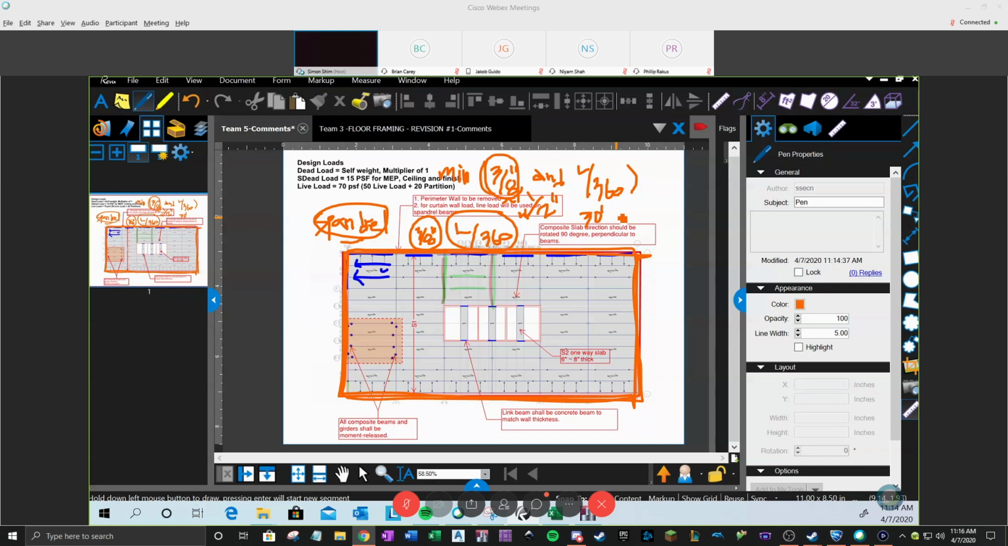I got a quick question for you. Yeah. So you're saying that the limiting factor for the deflection of the spandrel beams is due to the clearance for the jam hooks of the curtain wall?